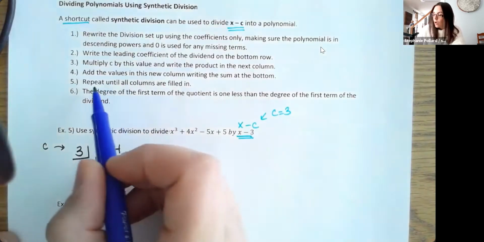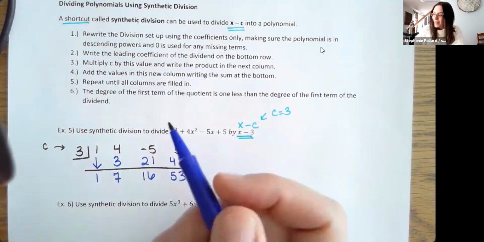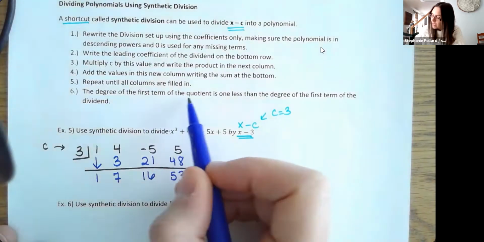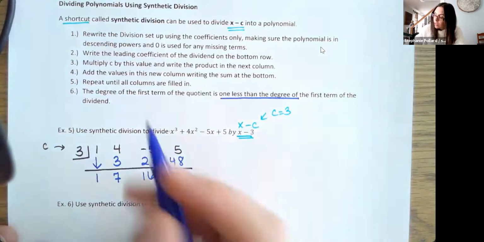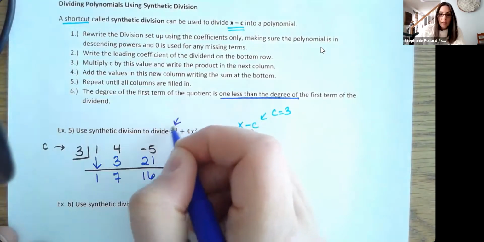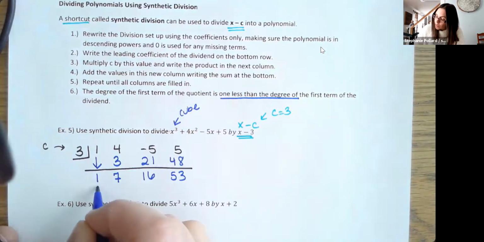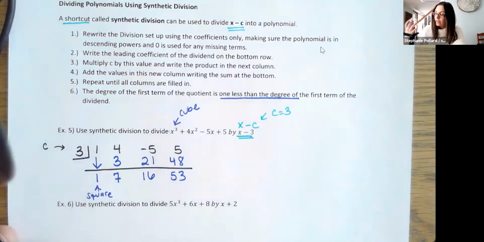So we repeat this until all columns are filled in, which we have. Now we're actually done. So the degree of the first term of the quotient is 1 less than the degree of the first term in the dividend. So here we had x cubed, right? So this is a cube. So then this will be a square. So you start 1 less.